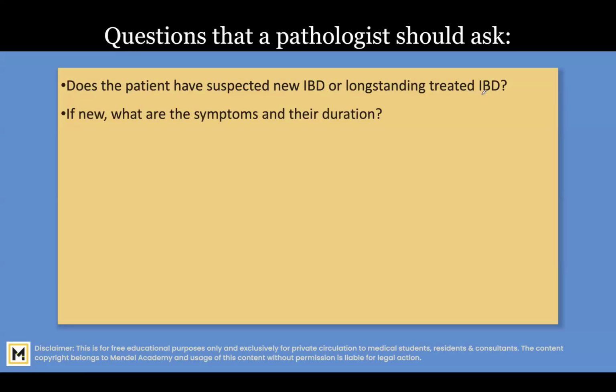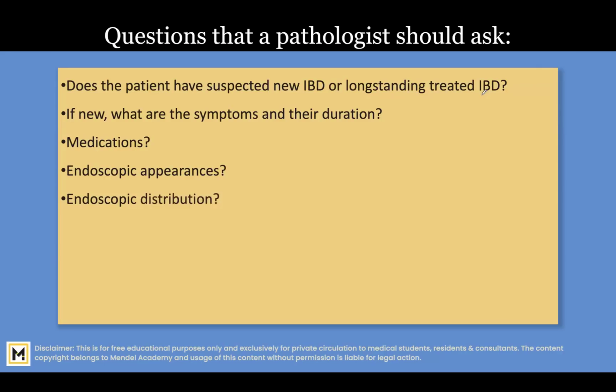If new, what are the symptoms and what is their duration? Is the patient receiving any kind of medications? So these are the questions you should ask the clinician or the house officer or whoever you're dealing with, the endoscopist. What are the endoscopic appearances? Please make it a habit to request endoscopic appearances whenever you're dealing with any type of endoscopic biopsy, whether it's in the GI tract or the GU tract or wherever else.